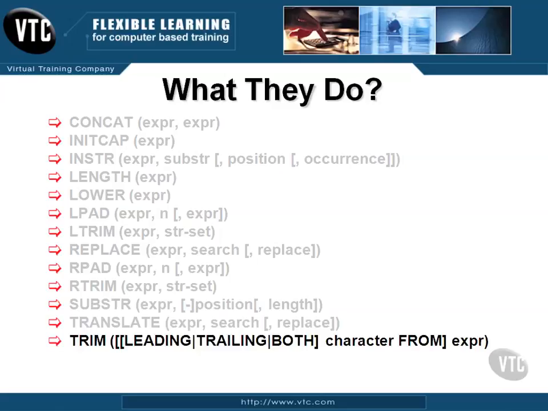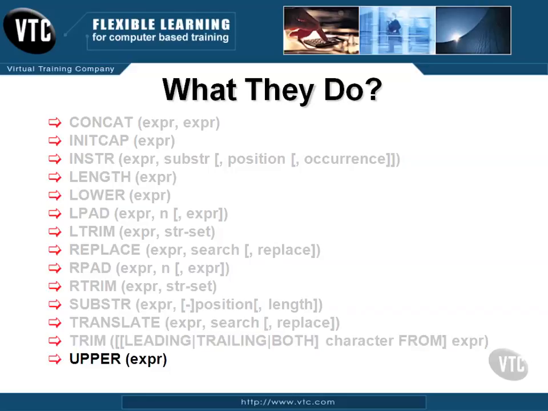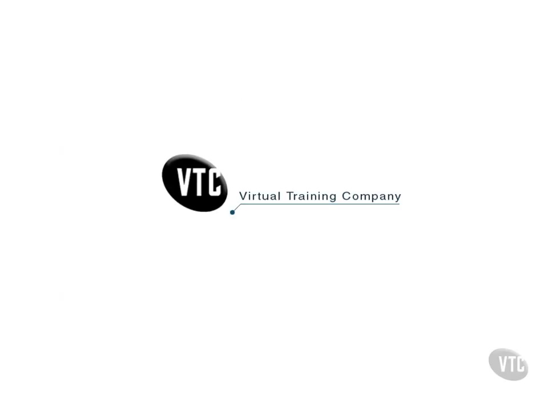Trim allows you to trim leading, trailing, or both. The same as left trim and right trim. It just allows you to trim white space off the beginning of a string, the end of a string, or both the beginning and the end. The default is obviously both. Upper, once again, convert from lowercase to uppercase. What we'll do is we'll continue with examples of all these string functions in the next movie.